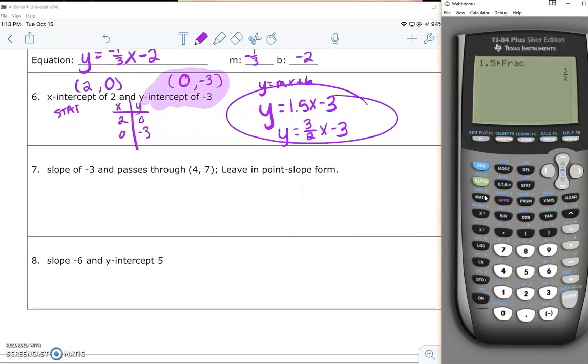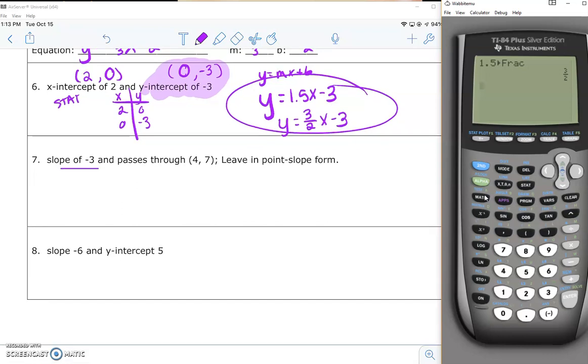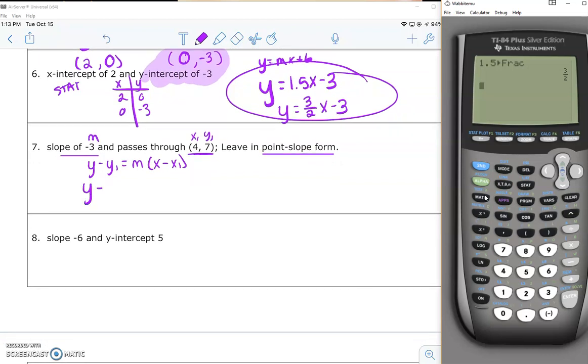Number 7 says the line has a slope of negative 3 and passes through the point 4, 7. Leave in point slope form. So I could look at my formula chart and see point slope form is y minus y1 is equal to m times x minus x1, where x1 and y1 are the values for my ordered pair, and the slope is m. So y minus the y value, 7, equals m, my slope, negative 3, and x minus x1, 4. It says we can leave it in point slope form, so we can stop here.